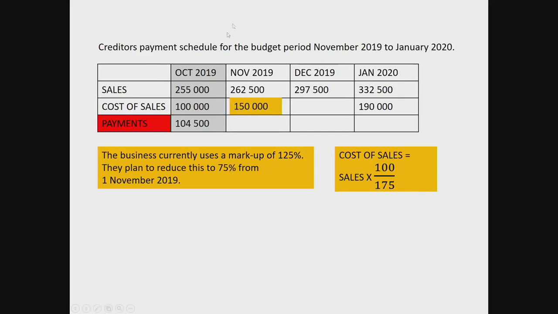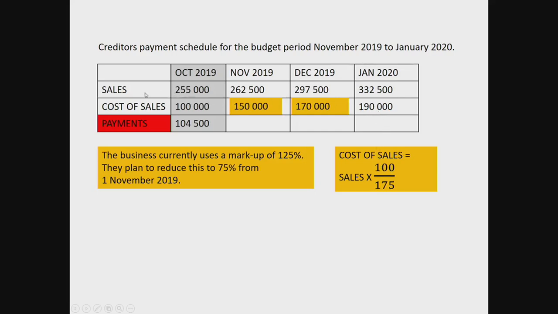So that will just be 262,500. That's my sales for November. Multiply by 100 divided by 175. Then I get my cost of sales for November. Then in the same way, I'll take my December sales, 297,500, and I multiply that by 100 divided by 175, then I'll get 170. Okay, and in the same way, that calculation was done. 332,500 times 100 divided by 175 to give me the 190.